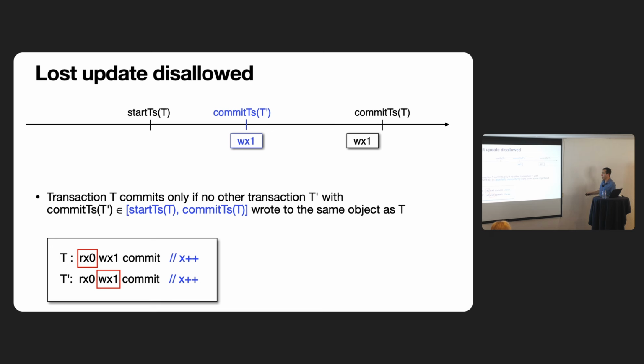But then we have this conflict detection, right? When we commit transaction T, we have to look at its lifetime, the interval from its start timestamp to commit timestamp. And we need to check if there is another transaction, in this case T prime, that also wrote to the same object as T, X. There is a transaction like this, and so that means that T will have to abort, and this example will not happen. Okay.